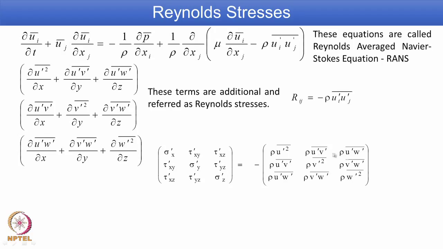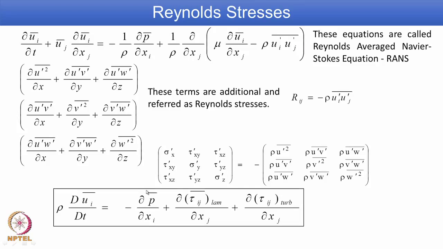Off diagonal elements, for example u prime v prime bar, u prime w prime bar, v prime w prime bar, these are three off diagonal elements on one side. Similarly, we have three off diagonal elements on the other side, and these 3 plus 3, 6 off diagonal elements, are called shear stress. So, following the convention of sigma for normal stress and tau for shear stress, we write a symbol for the stress on the right hand side corresponding to the left hand side. Minus sign is retained and rho is retained.